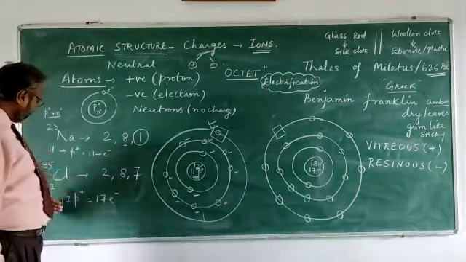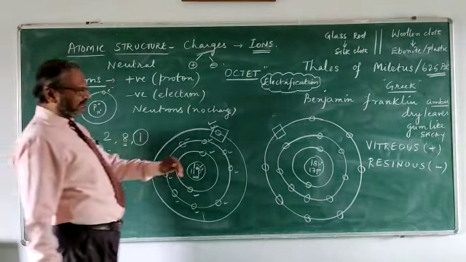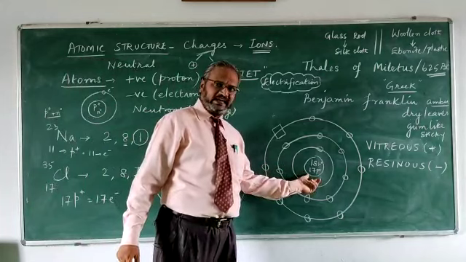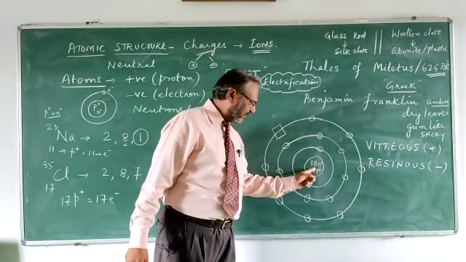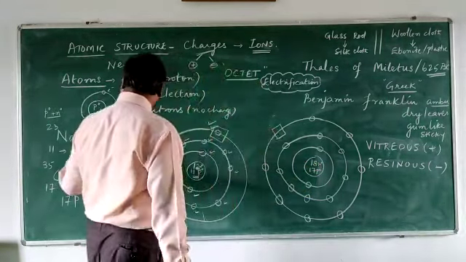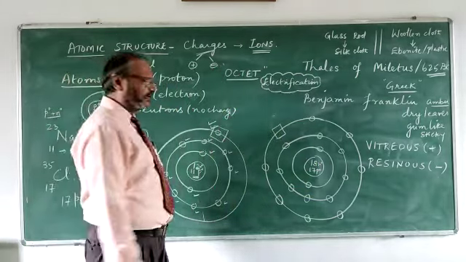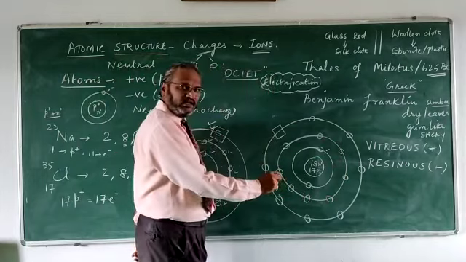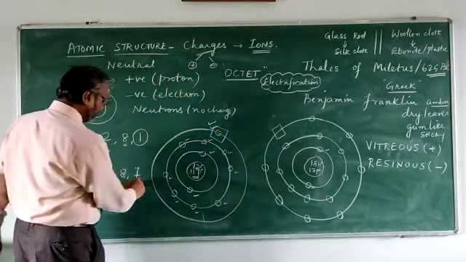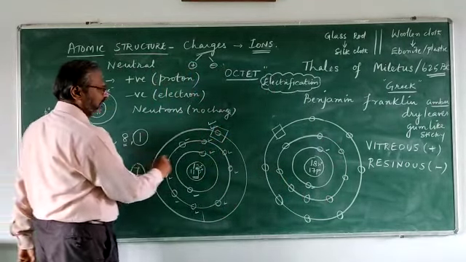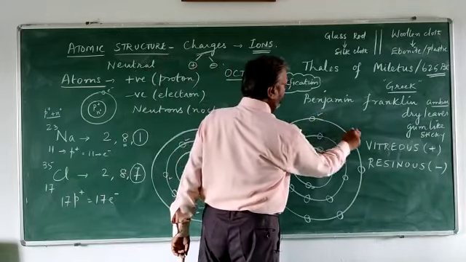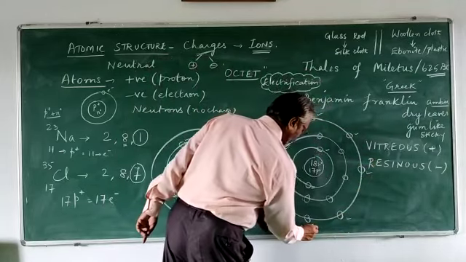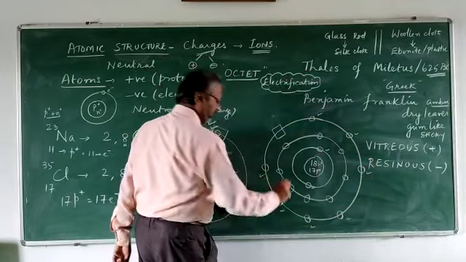Now let us take for example chlorine. It has 17 protons, 18 neutrons, 17 plus 18 is 35, its mass number is 35. 2 electrons, 8 electrons, octet rule, and left out is 7 electrons in the outermost shell. So I have taken 1, 2, 3, 4, 5, 6, 7 electrons.